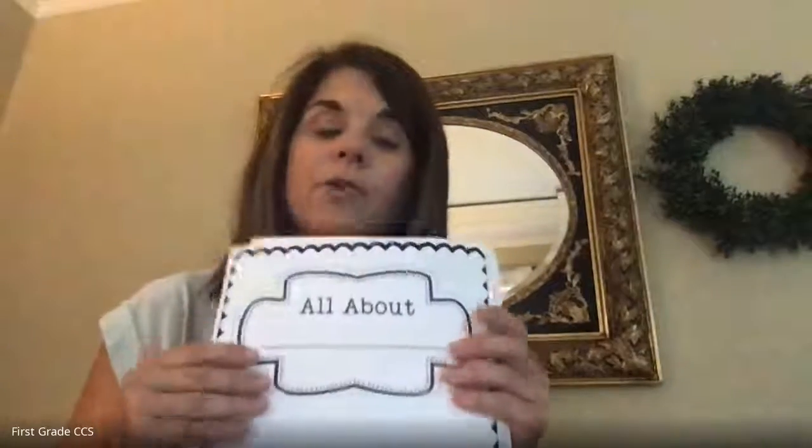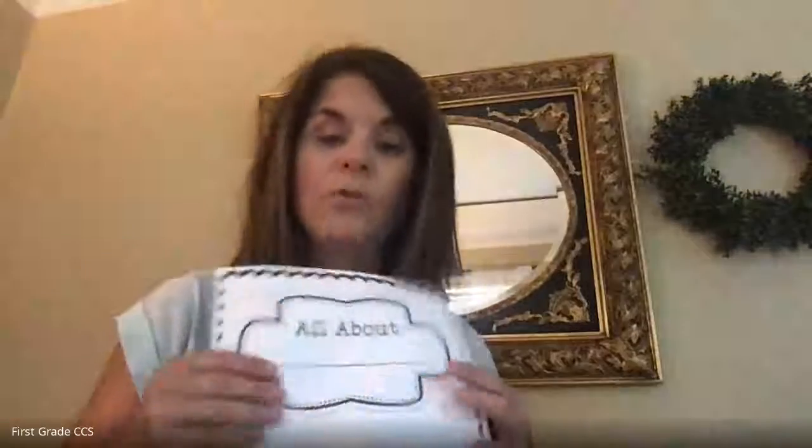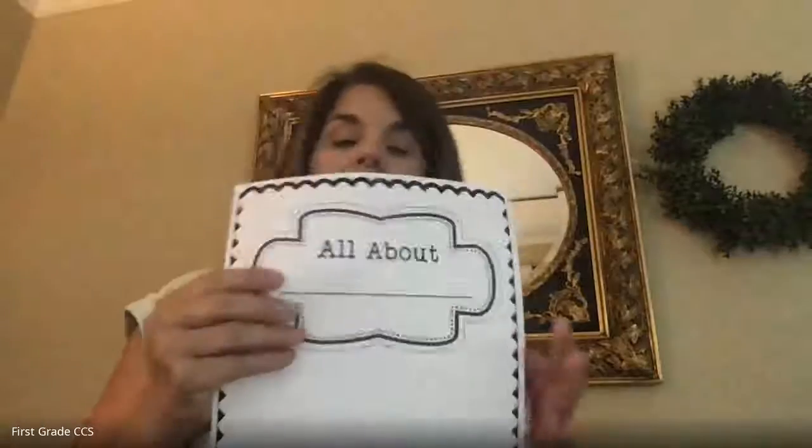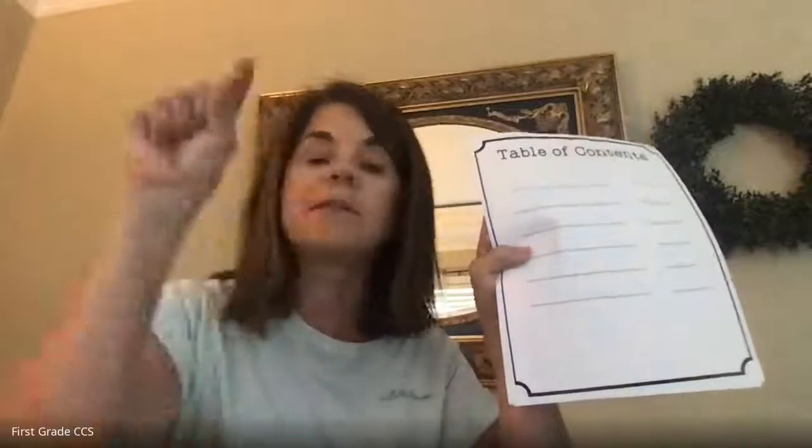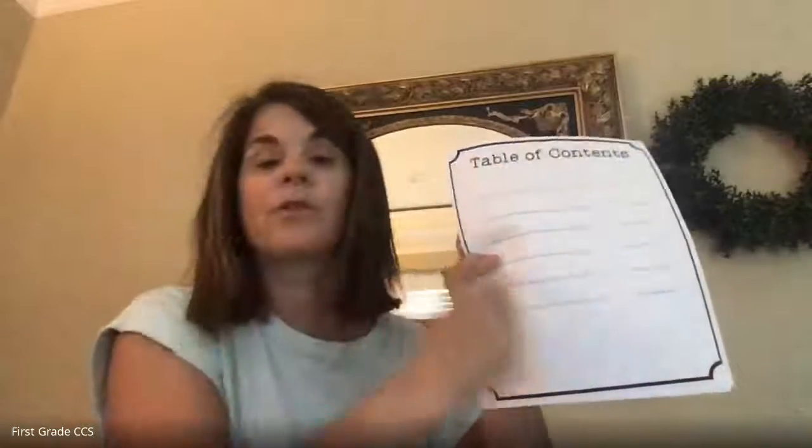And then don't worry about the cover yet. This will be your cover where you will do a beautiful illustration. Don't worry about that yet. Table of contents, we will do at the very end. Table of contents, just like we do in our books like Frog and Toad are Friends, how they list the different stories. We're going to list our different information that we've written down and the pages. But you don't need to worry about that yet.